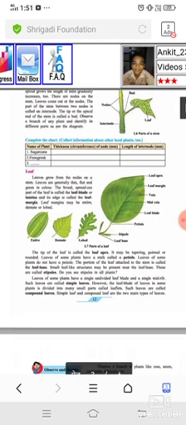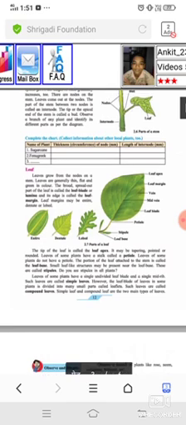The tip of the leaf is called the leaf apex. It may be tapering, pointed or rounded. Leaves of some plants have a stalk called a petiole. Leaves of some plants do not have a petiole.